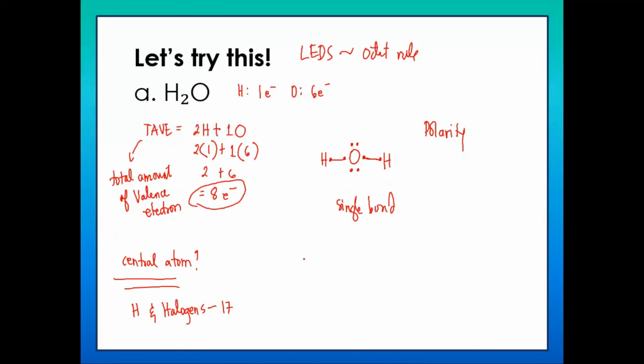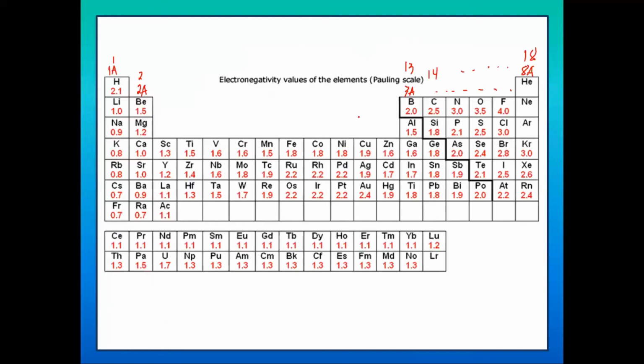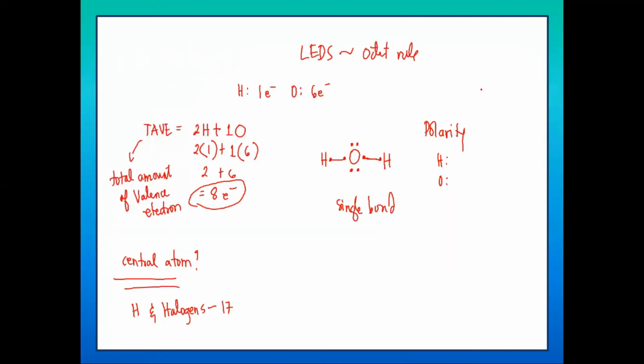Now, polarity, for the polarity side, so you have to identify the electronegativity value of hydrogen and oxygen. This is just a sort of review. So, balikan natin itong electronegativity values. Hydrogen has 2.1 and oxygen has 3.5. Now, subtract lang natin this 3.5 to your 2.1. That gives you 1.4. Okay?